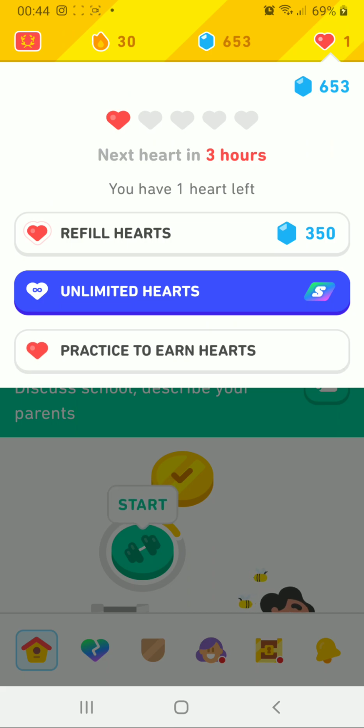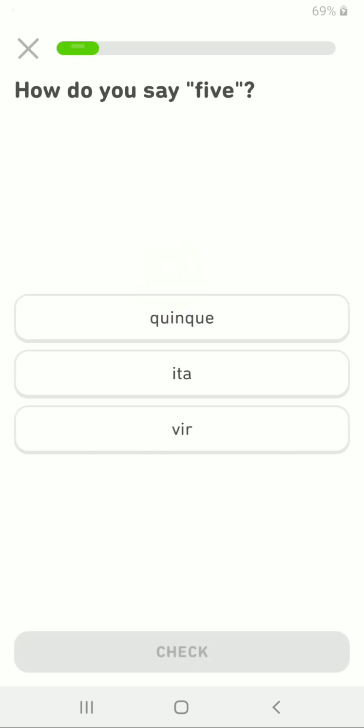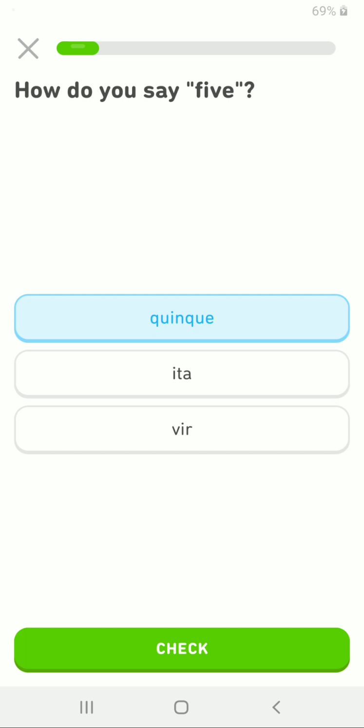Like I said, I have only one heart now, and I should practice to get some more hearts, and then we can continue with our lessons. So how do you say 5? It's not vir, which is man. It's not ita, which is yes. It's quinque, I think.